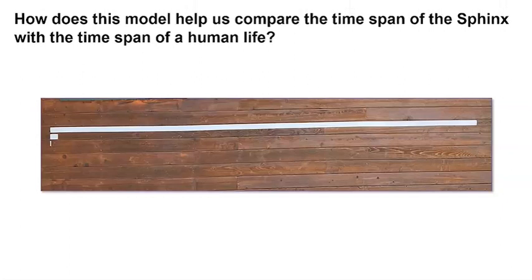So, how does this model help us compare the time span of the Sphinx with the time span of a human life? When the pieces of tape are in a line, we can see that 4,500 years is a lot longer than the life of a 7-year-old student or even a 70-year-old adult.